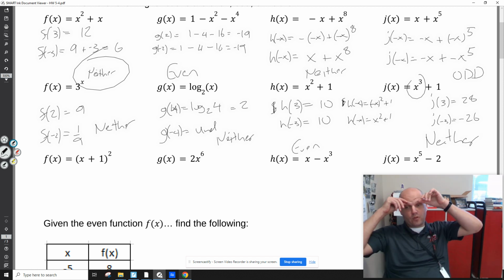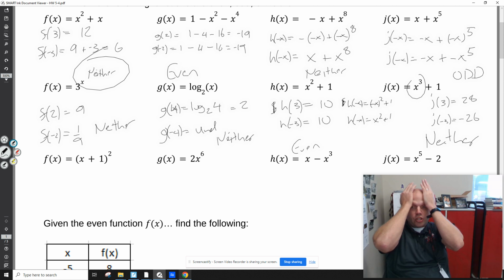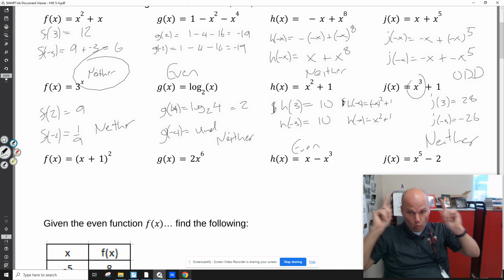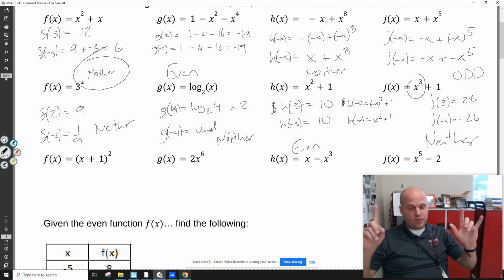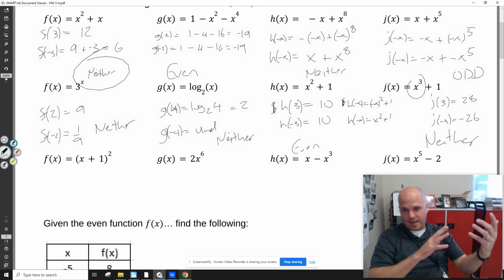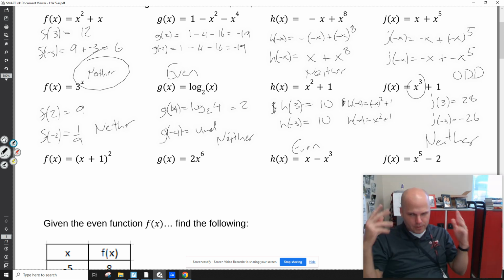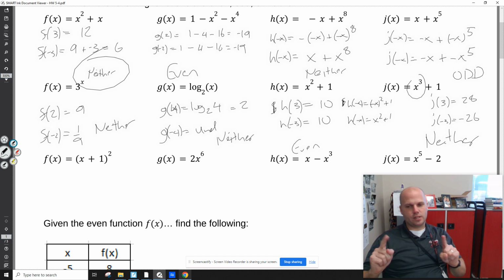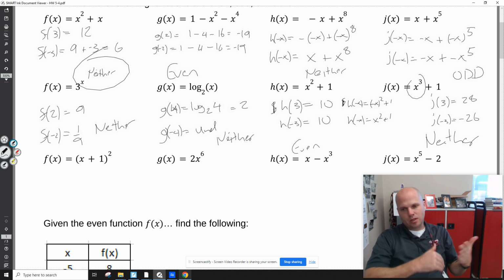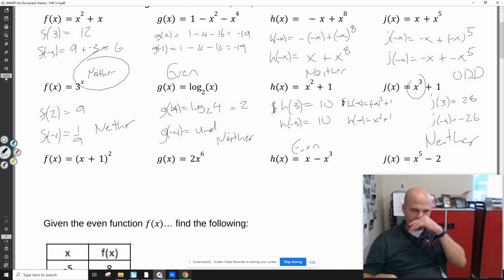Listen, if you are using numbers to check, once one number doesn't work out, you can say neither. If it does work out and it's the same value or the opposite value, you should probably think about checking more. Showing that it's symmetrical for one point does not ensure that all of the points are even. This is why we should be using negative x. The idea for these problems is to use numbers first and then double check with x's.